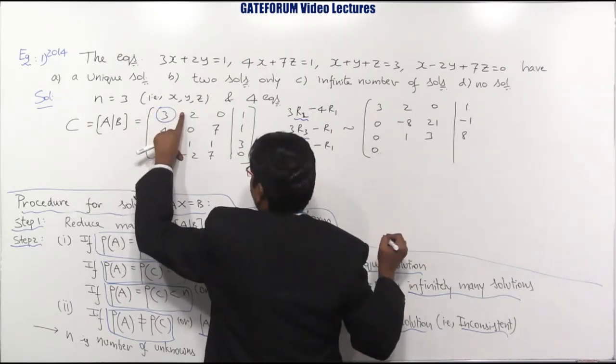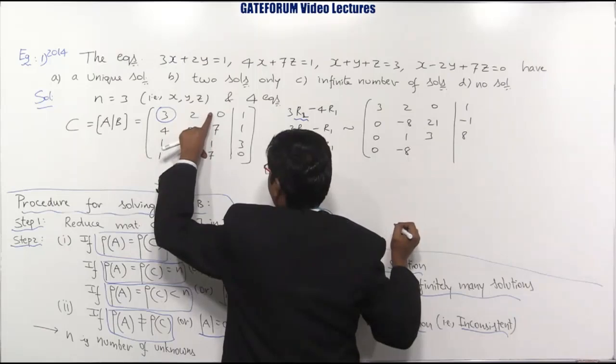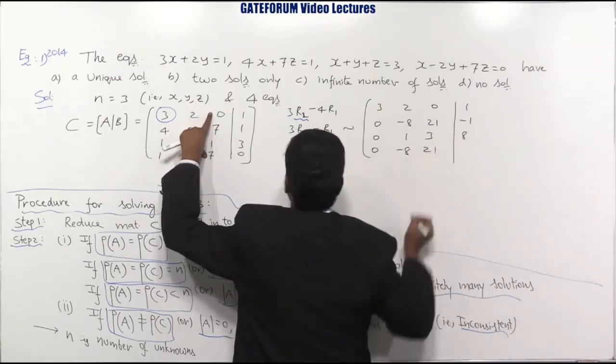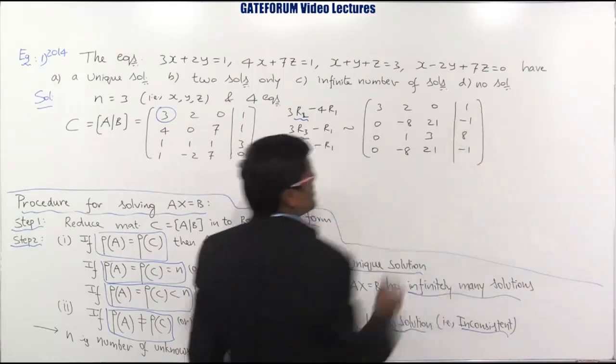3 into minus 2, minus 2. Minus 6 minus 2, minus 8. 3 into 7 minus 0 simplifies to 21. 3 into 0 minus 1 simplifies to minus 1. This is the next step.